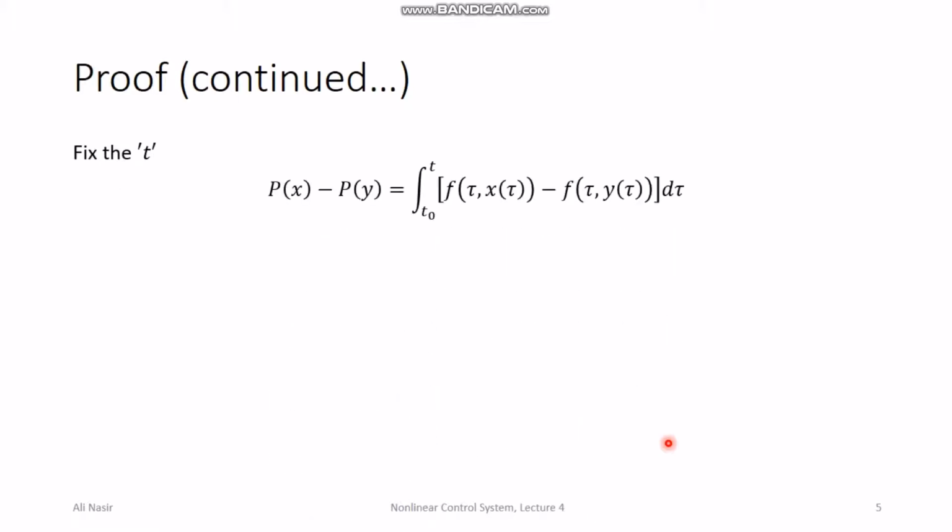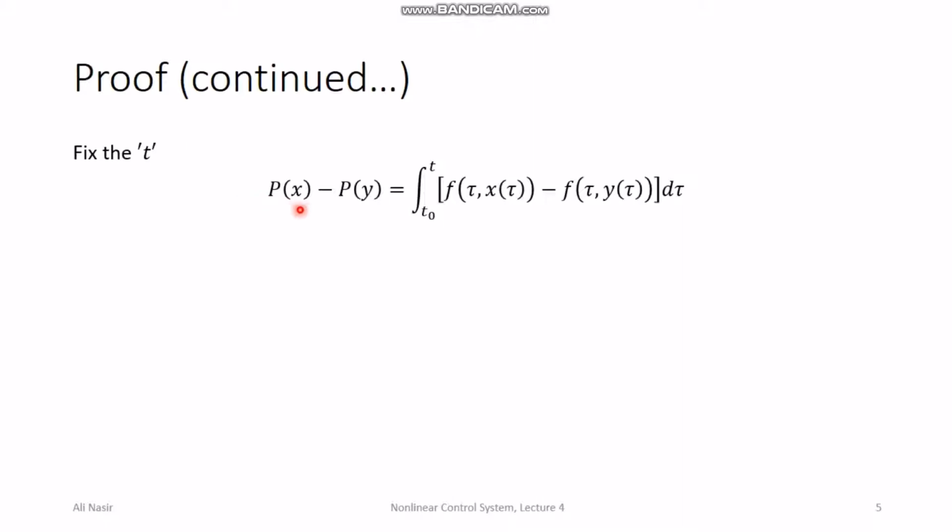So first of all, what we do is we fix the t. By fixing the t, we show the inequality for one arbitrary t, and showing it for a single arbitrary t will mean that it will hold for any particular value of t. So if it holds for any arbitrary value of t, then we can take the supremum. I will show you how we prove this once we fix the value of t.